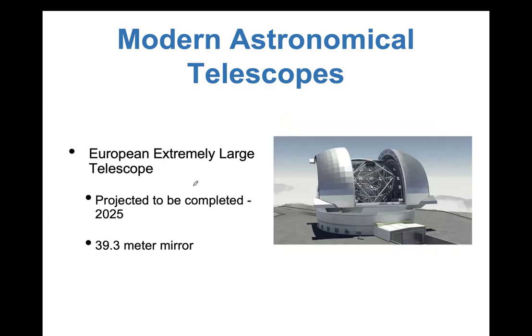And this was the other one I was thinking of, the European Extremely Large Telescope. This one is projected to be completed in 2025, although I know it's still not completed, which is often the case, that these projects are 10 years or more behind schedule when everything is said and done. It's going to have a single 39.3-meter mirror. So it's really a whole other scale of mirror, more than tripling the size of the biggest mirror that's been used before.